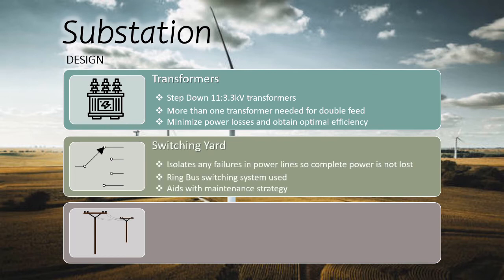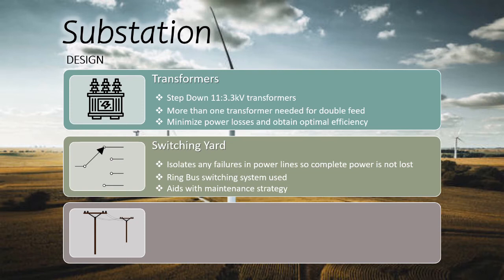The next parameter focused on in the design of the substation is the switching yard. The switching yard aims to isolate any faults in the circuit so that complete power is not lost in the entire substation. Furthermore, this aims to assist with maintenance strategies as only the damaged circuit portion will need to be replaced rather than the entire circuit.